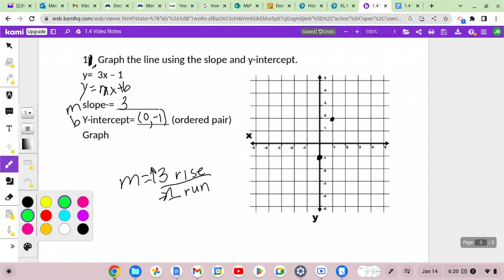So to show you in green, I went up 1, 2, 3. So 3 represents the rise. The pink that I'm going to do is one place over to the right to get the second point. Now that we have 2 points, we will connect this to make a straight line. I'm going to do my best here to do that. And I'm going to put arrows to show that line goes on forever.